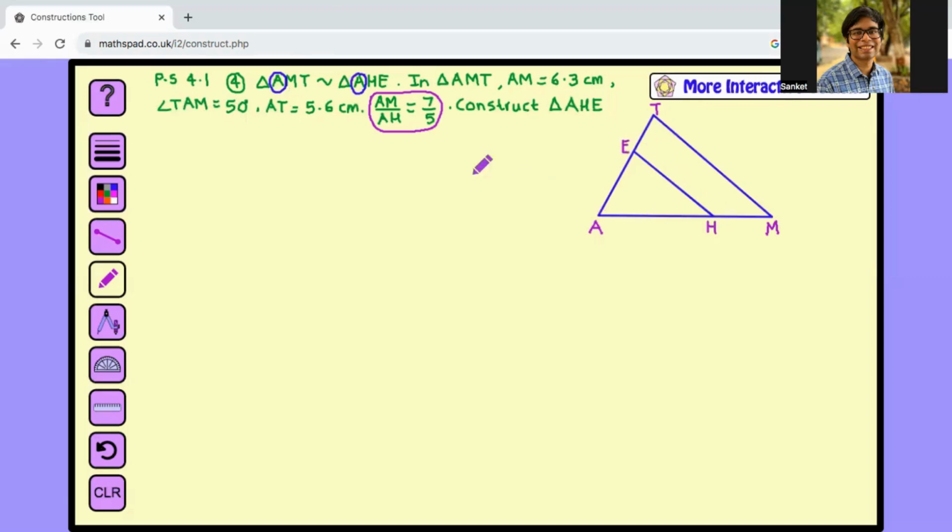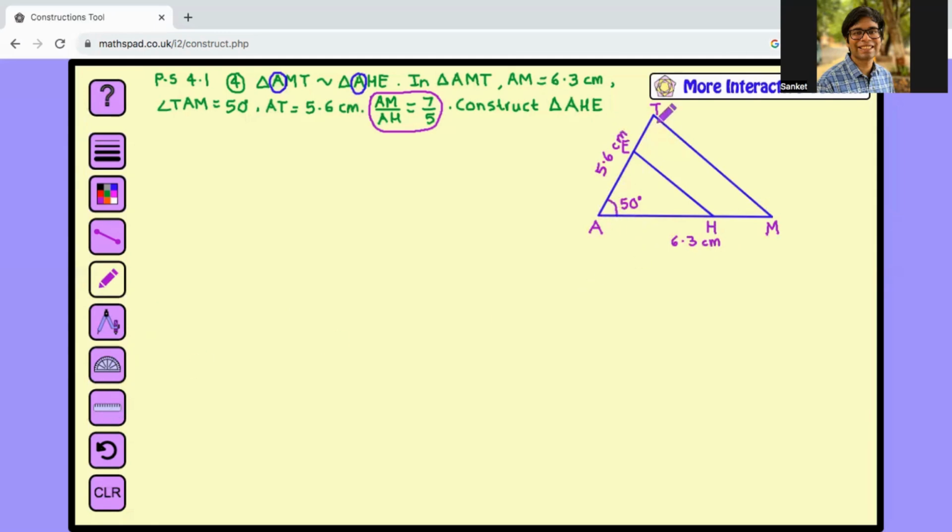Let us write down the measurements that are given to us. AM is equal to 6.3 centimeters. So this AM is 6.3 centimeters. Angle TAM, that means this angle, is given to me as 50 degrees. And AT is equal to 5.6. So this is 5.6 centimeters from A to T. So my rough figure is ready. Now I'm all set to start the construction.